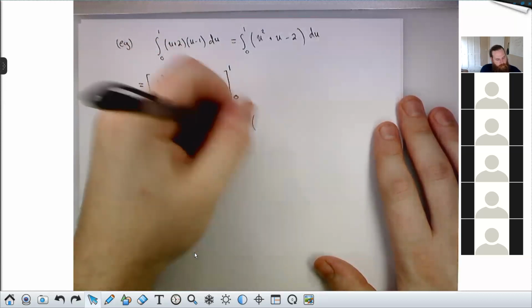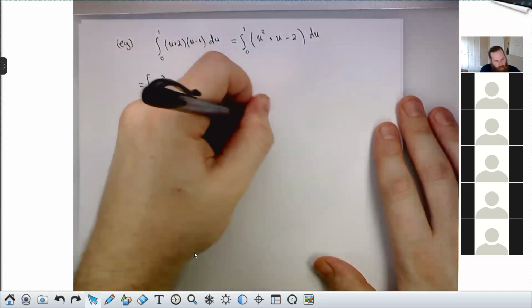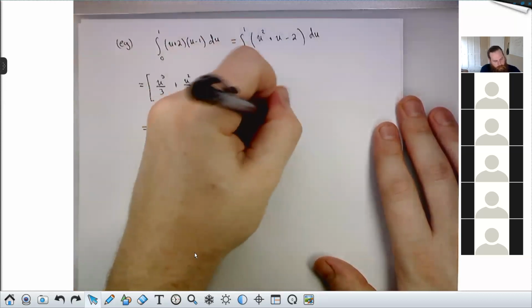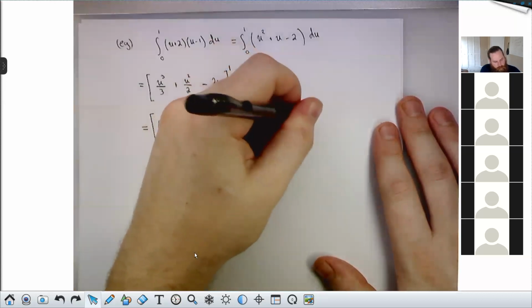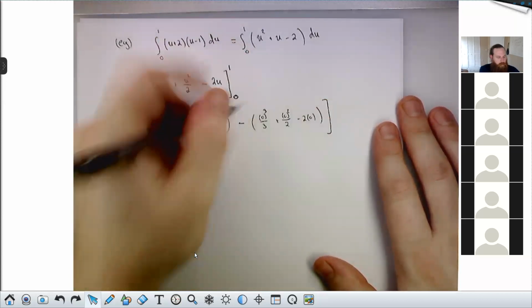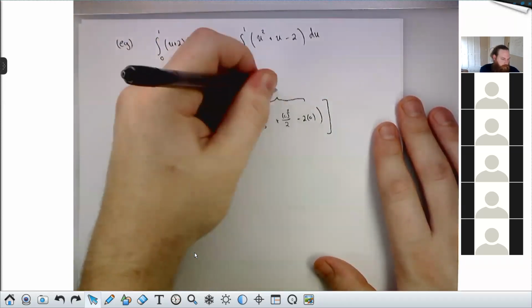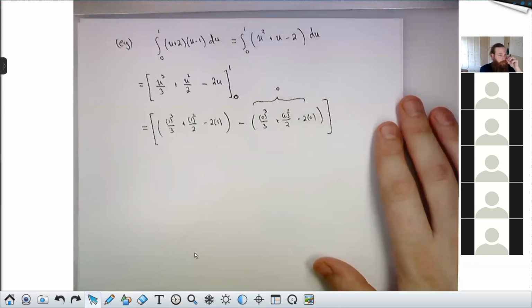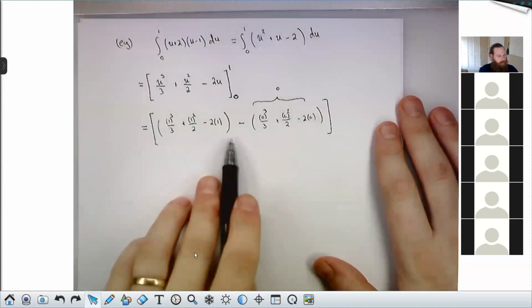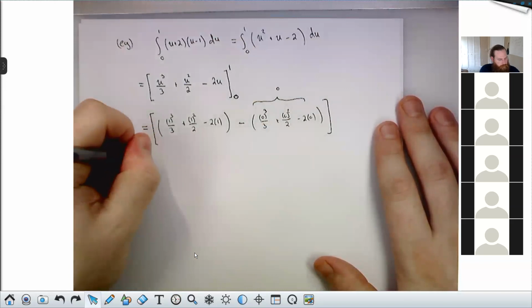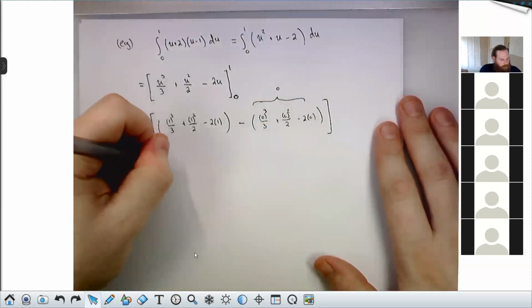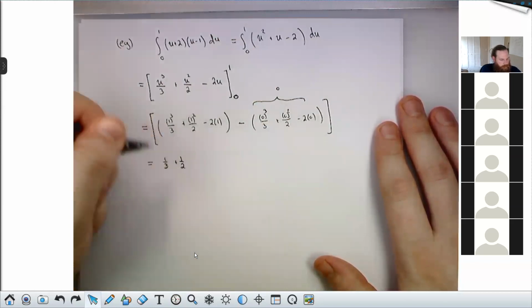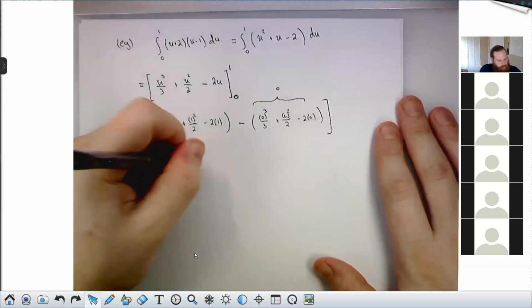If I plug in 1, I'll have 1 cubed over 3 plus 1 squared over 2 minus 2 times 1. And I need to subtract from that what I get when I plug in 0, always upper minus lower. Well, that's 0 cubed over 3 plus 0 squared over 2 minus 2 times 0. So all this stuff is 0. So everything's going to come from here. 1 cubed is 1, so that's 1/3, plus 1 squared over 2, well, 1 squared is also 1, so that's 1/2, minus 2.